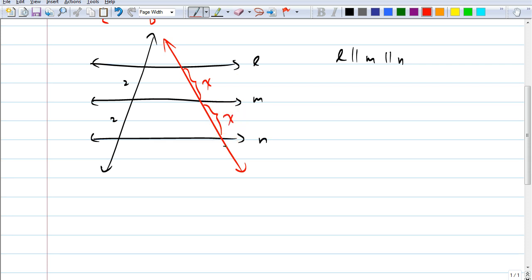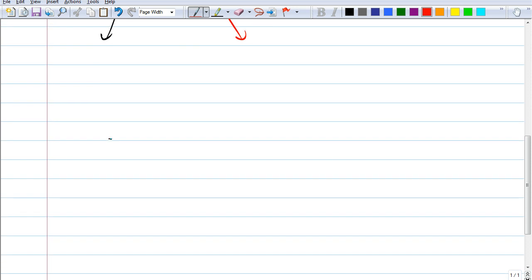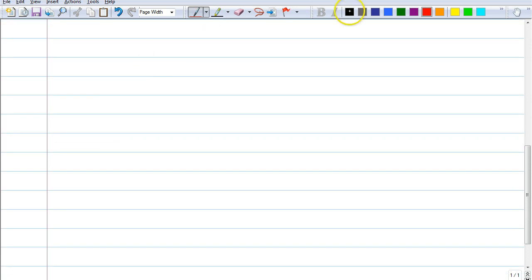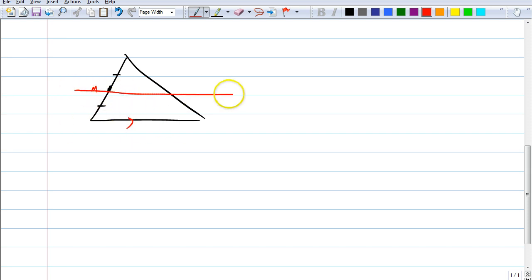Okay, so this only works if this was 2 and 2. In other words, if these were the same. Do you understand? Okay, let me ask you one more thing. How about if I had this triangle, and I have a point that's a midpoint right here? Let's say I draw a line that's parallel to the base, but it passes through the midpoint of that side, okay?